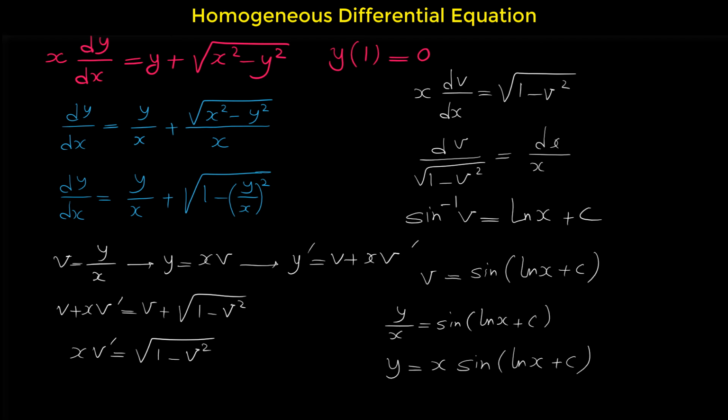Now we can use this initial condition for finding c. Based on this initial condition, if we plug in 1 for x and 0 for y, we have 0 equals 1 times sine of ln of 1 plus c. ln of 1 is 0 and sine of c is 0. When sine of c is 0, we can say that c is 0. Again, we get to something like this with the initial condition, from which c is 0. So, because from this initial condition c equals 0, the final answer is y equals x sine of ln of x.